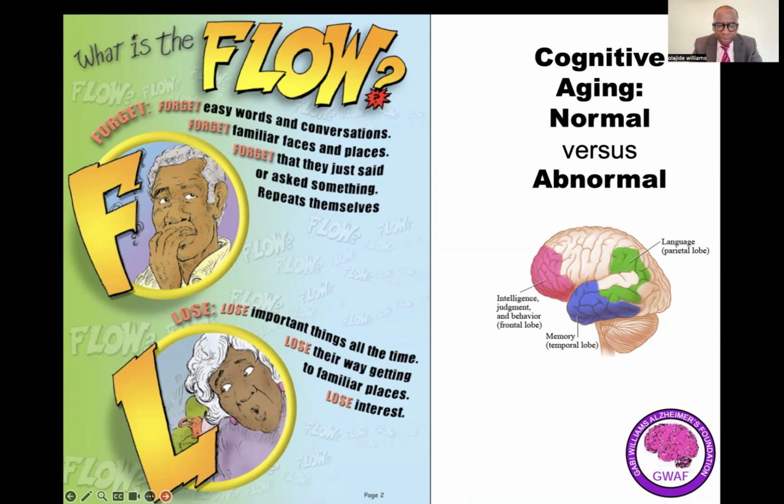An Alzheimer's disease patient won't forget his glasses today and remember them tomorrow, and forget the next day and then remember the next day. Typically, Alzheimer's patients will forget these things all the time. Lose also stands for losing their way getting to familiar places, or losing interest.